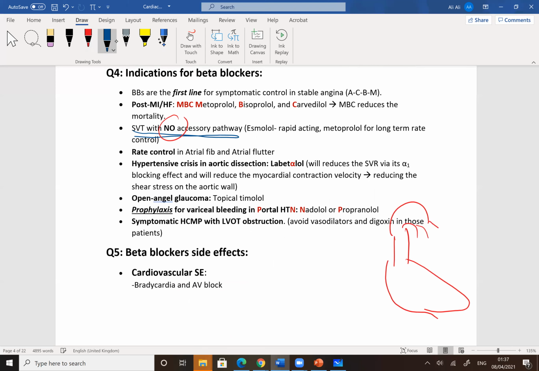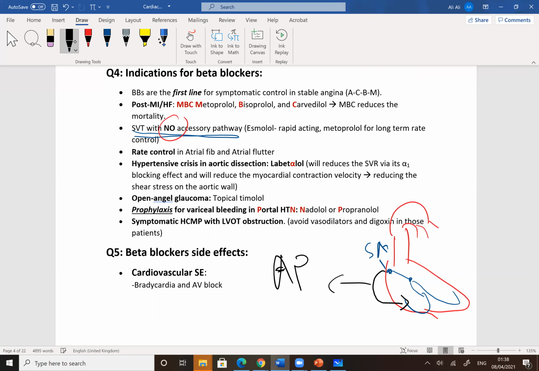Okay, what happens guys in SVT with an accessory pathway? This is the SA node, and here the AV node, and here should be the His-Purkinje system, okay? This is the normal pathway, from the SA node to the AV node to the His-Purkinje system. In an accessory pathway, there is an accessory pathway here between the atria and the ventricles. We will refer to this accessory pathway as AP.